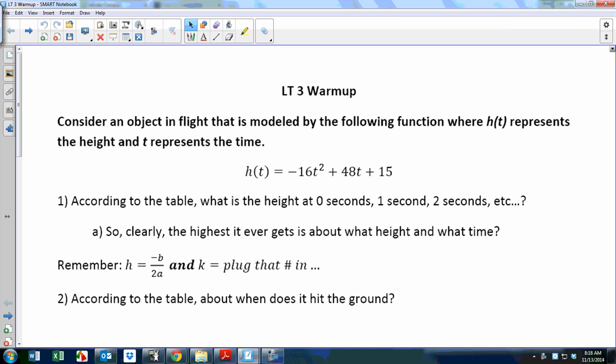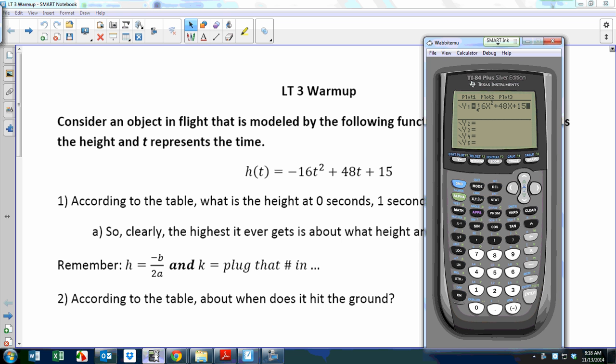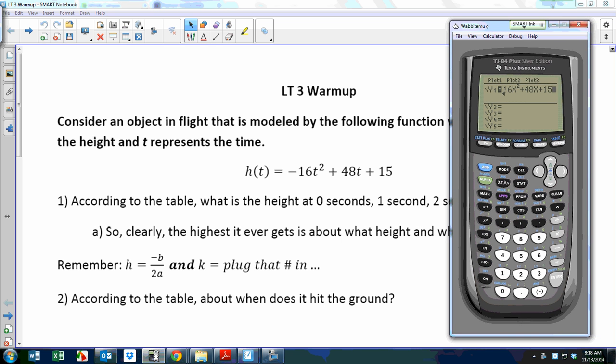All right, so for the Learning Target 3 warm-up, we're going to look at an old problem, throwing an object in the air. And then we're going to ask a few questions that kind of gets us into the new concepts and new vocabulary. But I've already typed this in. Got to use x's, of course. Y equals, you got to use x's instead of t's. And when you graph it, you get this picture on a 10 by 10 window. That's your standard 10 by 10 window. So go to your table.